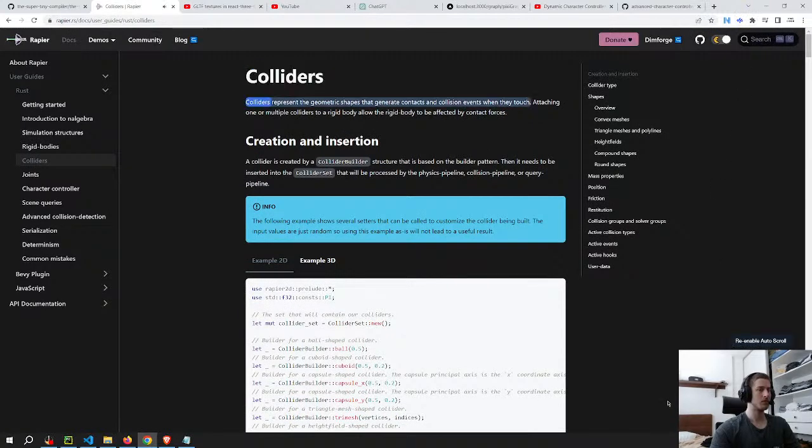Colliders. Colliders represent the geometric shapes that generate contacts and collision events when they touch. Attaching one or multiple colliders to a rigid body allows the rigid body to be affected by contact forces. Creation and insertion. A collider is created by a collider builder structure that is based on a builder pattern.